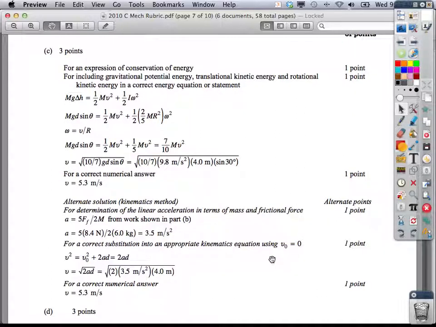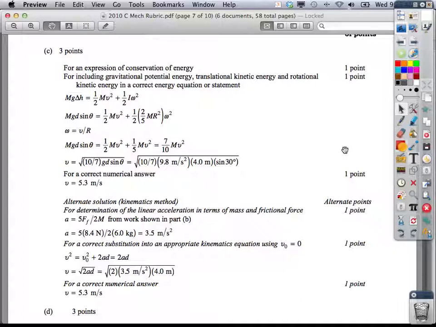Oh, here's the kinematics solution. There you go, David. You like kinematics. And why does it work in this one? Yes, there you go.